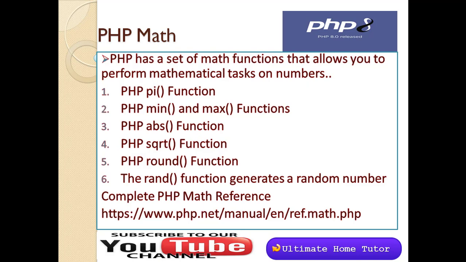So we'll discuss some functions practically today. We'll do it fast and then start with the next lecture. Okay, these are the ones noted down: the pi function, min and max functions, ABS function, SQRT function, round function, and rand function. So this will give an idea of how these functions are used. Okay, we'll start executing the program.